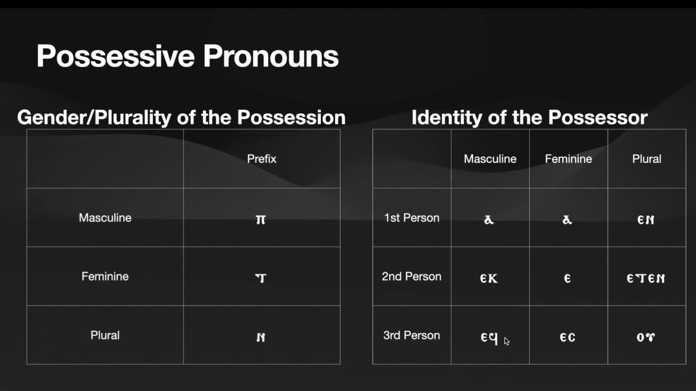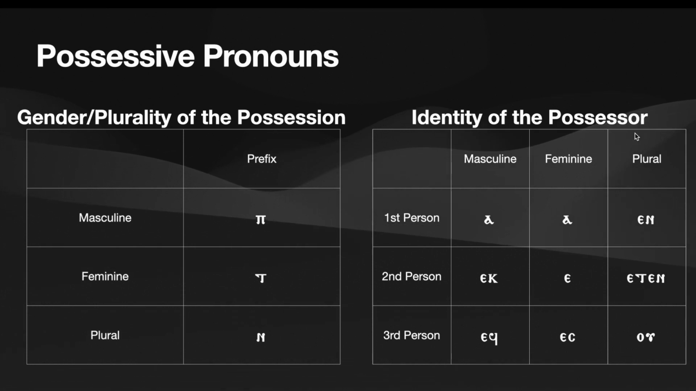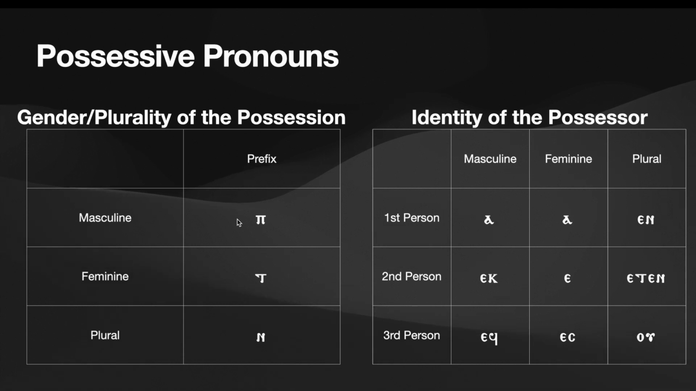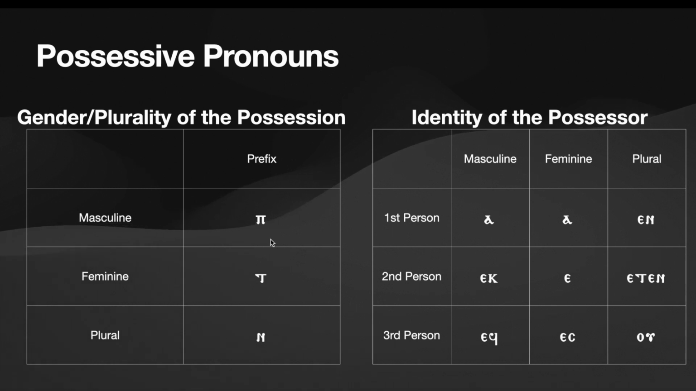Then the second part that you have to know about possessive pronouns ends with a letter or letters talking about the identity of the possessor, who owns it. Who's in possession of this thing? And so here you would read this just like you read the previous table. You have first person masculine. If I'm talking about a masculine object and I want to say it's mine, I would say ba, because I have P and I have alpha. So you put it together: ba.